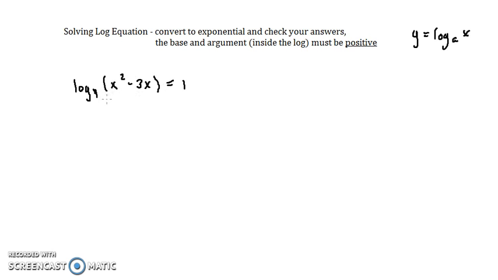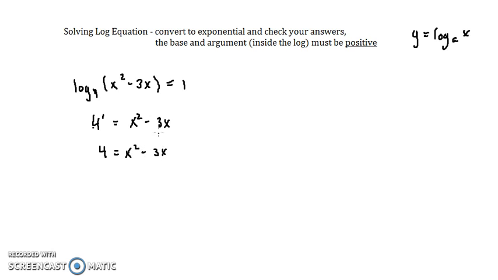So we're going to convert this to exponential. So remember, we talked about that in the last video. This is the base, and this is the exponent. So the log is equal to the exponent. So the base is 4, the exponent is 1. So we're going to have 4 to the 1 is equal to this stuff, x squared minus 3x. Okay, 4 to the 1 is just 4.